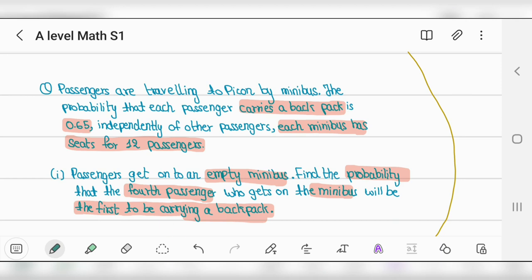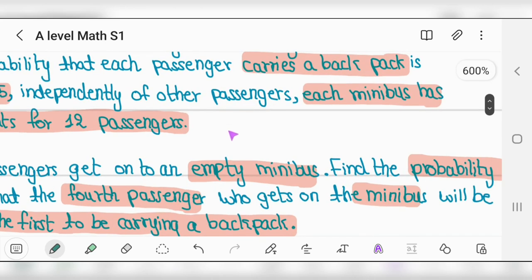So they are seeing the fourth passenger. Find the probability that the fourth passenger who gets on the minibus will be the one to be carrying a backpack. Okay, the fourth passenger. Still, it doesn't really matter. Fourth passenger, doesn't matter if it's first or second. They're saying it is the first to be carrying a backpack, and there are 12 passengers, so I think it's going to be 12C1, or maybe not 12C1.